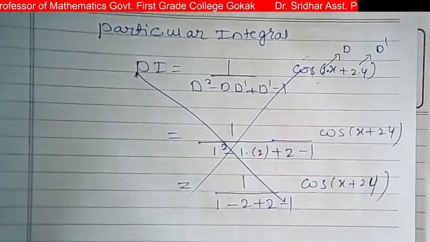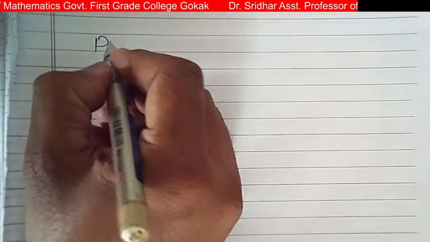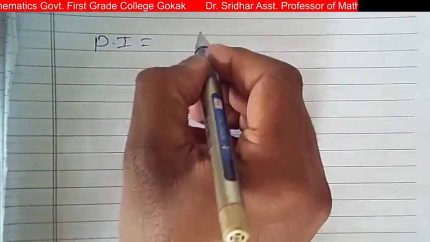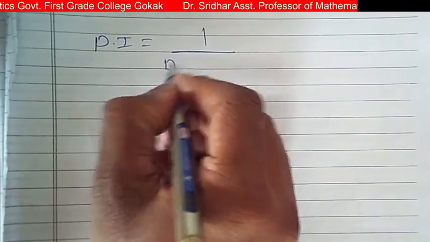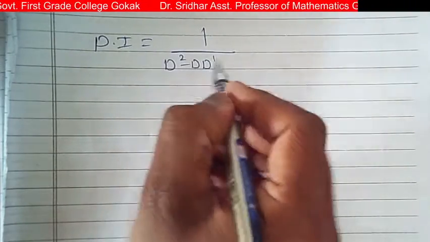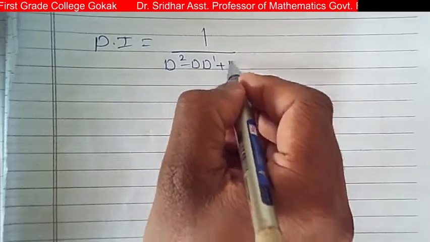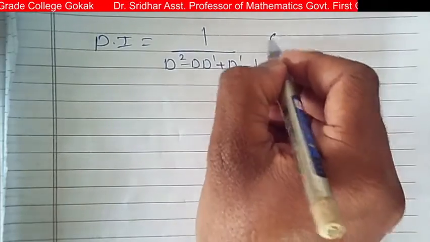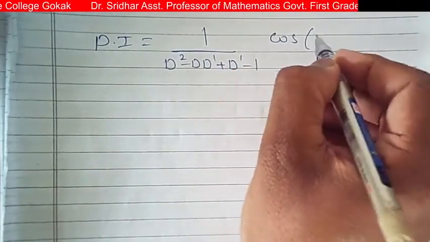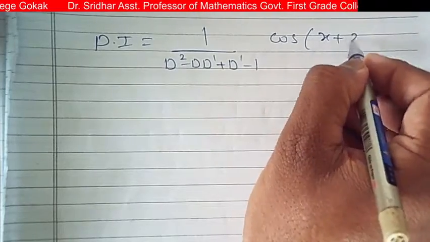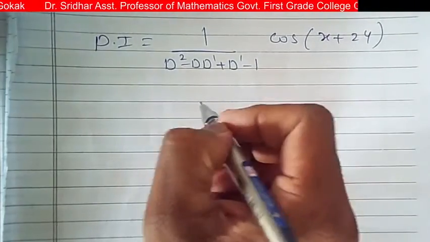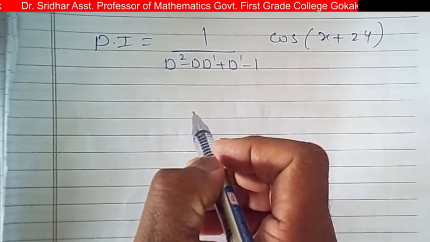So the particular integral is, we write the particular integral as 1 divided by D square minus D dash plus D dash minus 1, cos of x plus 2y. So this is the particular integral.